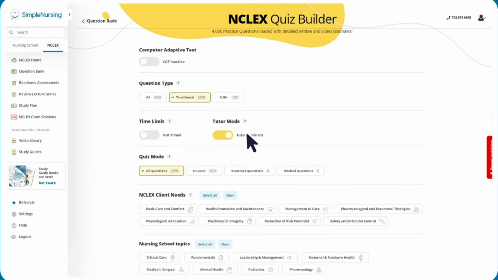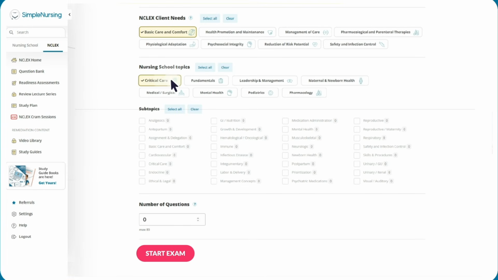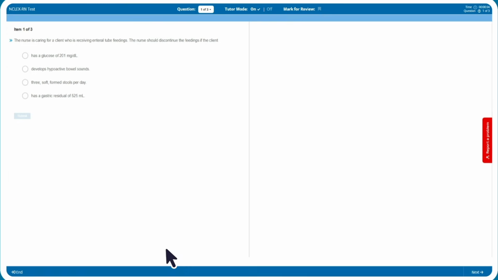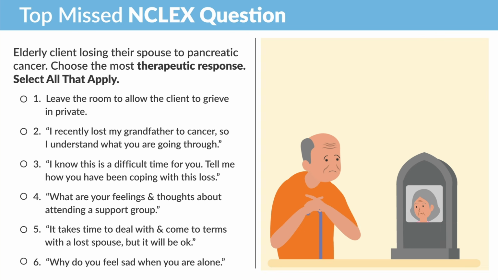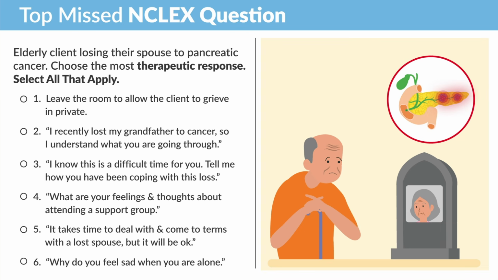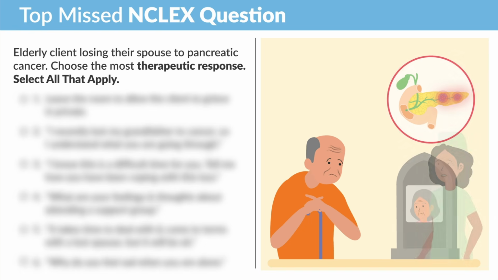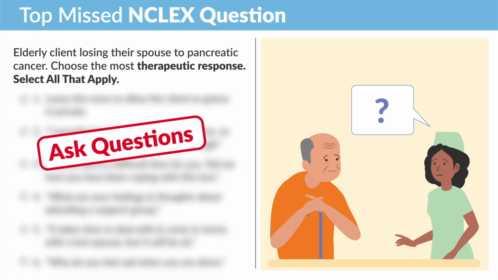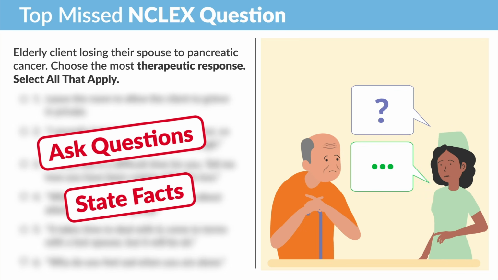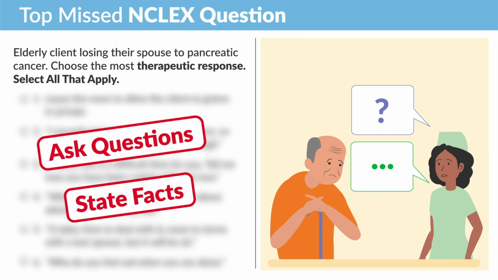Now, pulling from our Simple Nursing NCLEX question bank, written by the people that actually wrote the NCLEX, here are the top missed test questions. An elderly client loses their spouse to pancreatic cancer. Choose the most therapeutic response. Select all that apply. Okay, now before looking at the options, remember to ask questions and state the facts. Those two things. Always assess and then state the facts.